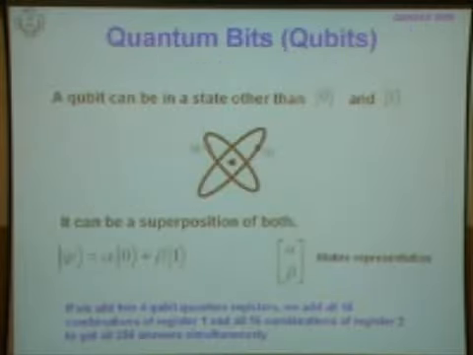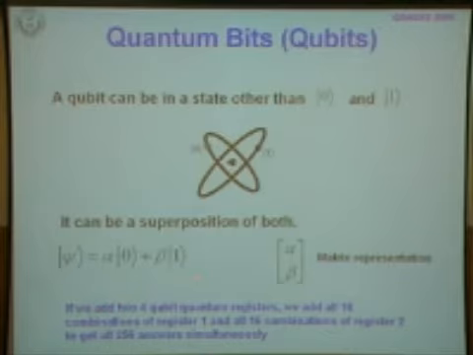We come to quantum bits. A qubit, as distinct from a classical bit which can be either 0 or 1, can be in a state other than ket 0 and ket 1. It can be in a superposition of both. So ket psi is alpha ket 0 plus beta ket 1. This is the matrix representation of this qubit.